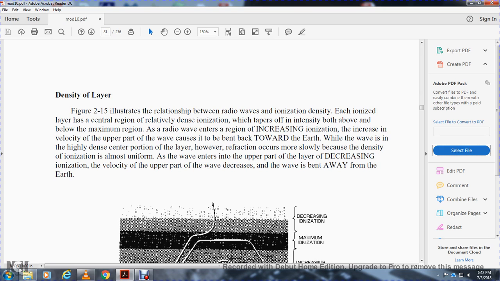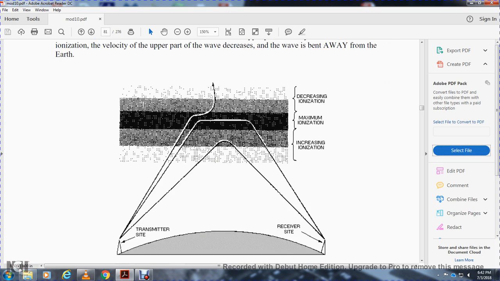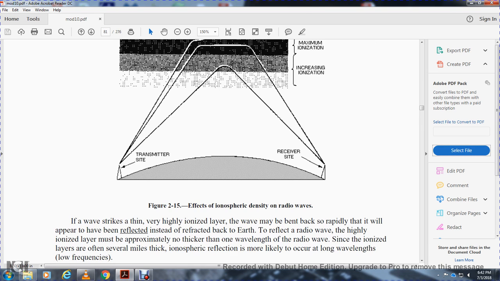In the center portion, where the ionization is highly dense, the refraction occurs more so. Since the density of the ionization is almost uniform there, the wave continues. As the wave enters the upper part of the layer, the ionization decreases, the velocity of the upper part of the wave decreases, and the wave is bent away from the Earth. So there is decreasing ionization, maximum ionization, and increasing ionization between the transmitter site and the receiver site.